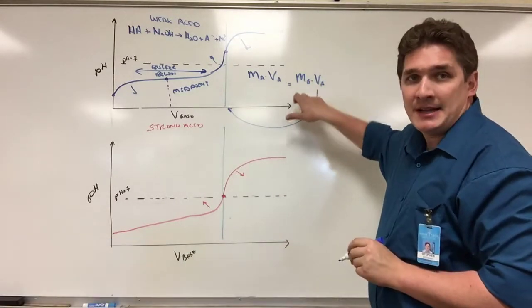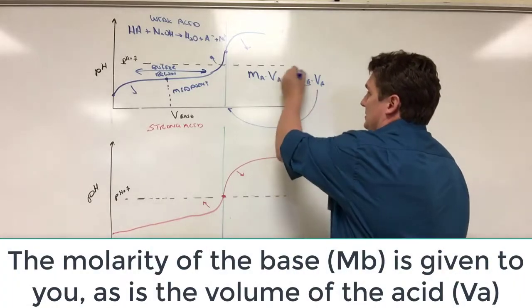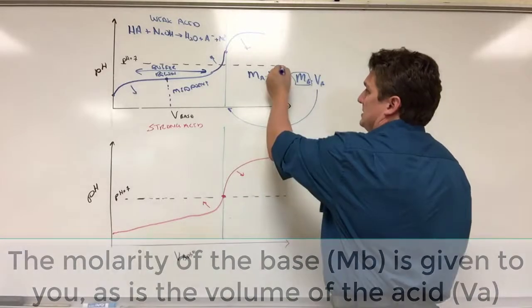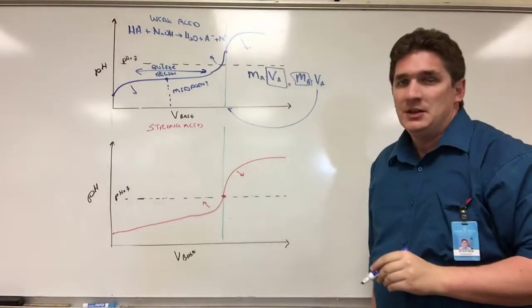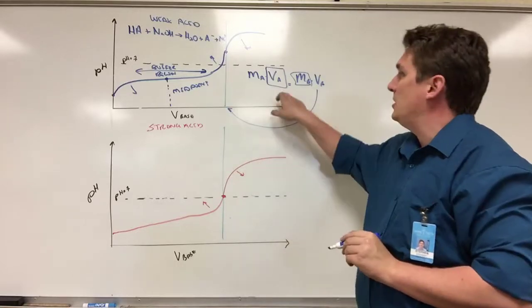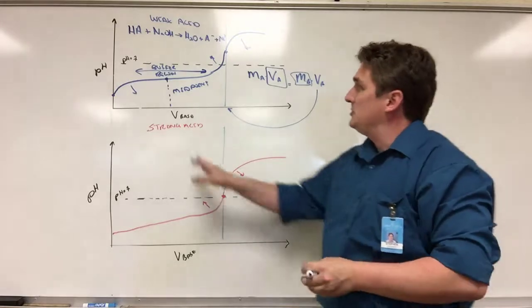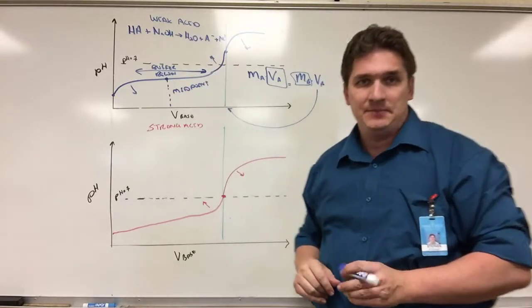The molarity of the base has to be given to us. This is typically where we're titrating with a known base. So that's given. And the volume of the acid is typically given. So if we know the concentration of the base, and we know the volume at the equivalence point, and we know the volume of the acid, we can solve for the concentration of the unknown. And this is true for both the strong acid and the weak acid cases.